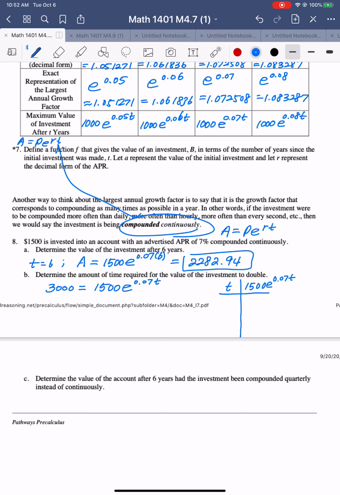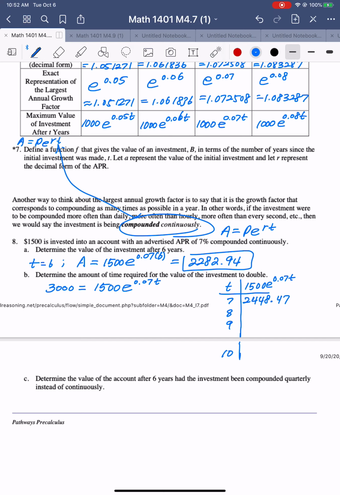So you can try 7 years, 8 years, 9 years, and 10 years. So for 7 years, you get 1500 e to the power of 0.07 times 7. Then I got about $2,448.47. So still not the 3,000 yet, so it should be more than 7 years, right?